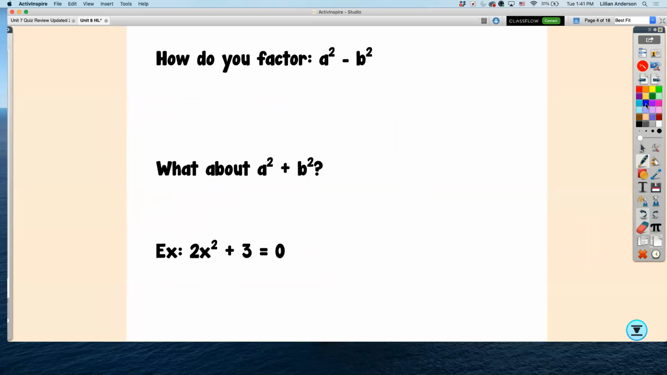Do you guys remember how to factor something like a squared minus b squared? Plus b, a minus b. That's right, a plus b, a minus b, good old difference of perfect squares. But how do you factor a squared plus b squared?